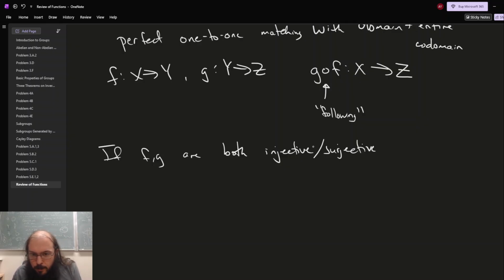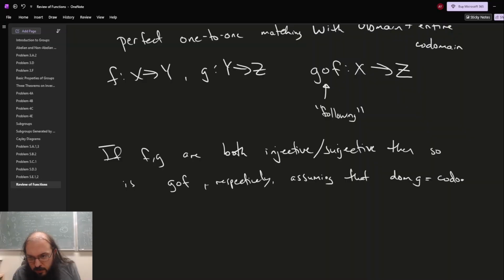If I have two functions which are both either injective or surjective, then so is g circle f, respectively, assuming, of course, that it makes sense: the domain of g equals the codomain of f. Otherwise, it doesn't make any sense to say what I'm saying in the first place. So let's just prove these really quickly, and then I think we might be basically done with this chapter.